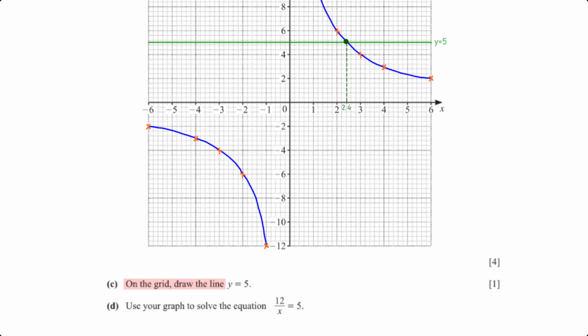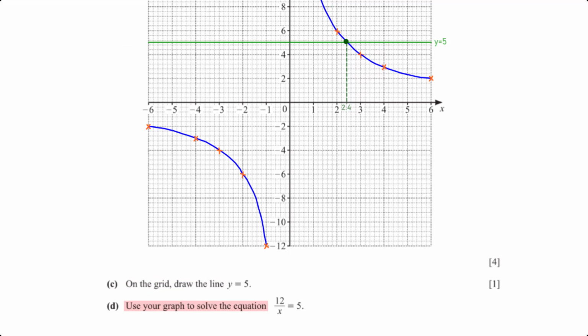On the grid, draw the line y equals 5. On the grid, we've drawn the line y equals 5, which is a horizontal line passing through 5 on the y-axis. Use your graph to solve the equation 12 over x equals 5.